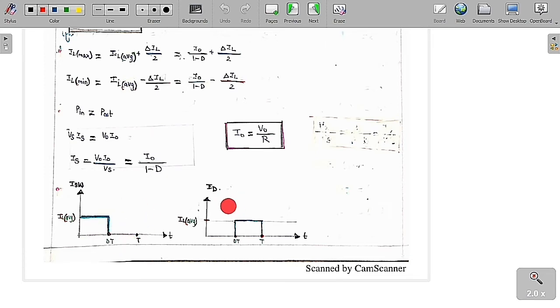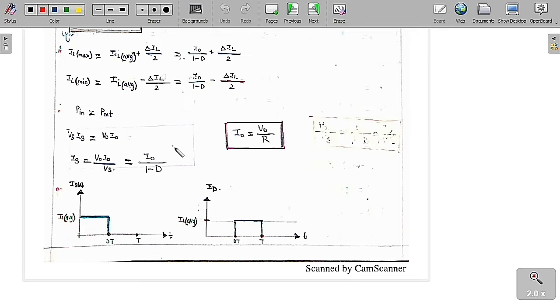Similarly, I want to find what is the current in the diode. When the switch is on, diode current is equal to 0. But when the switch is off, whatever the inductor current is flowing goes to the diode, so IL average is going to flow only through the T off period, which is (1 minus d) T. So we are going to find the average value and RMS value of each and everything. I have already told you IL average is equal to Is average is equal to I naught by 1 minus d.